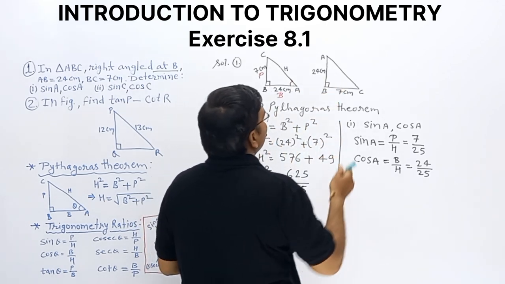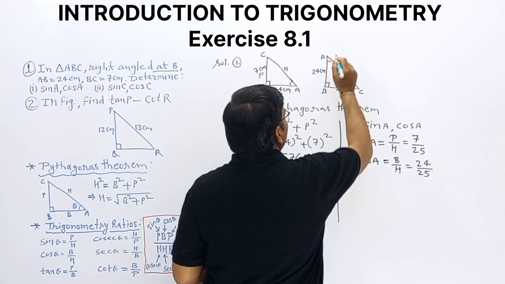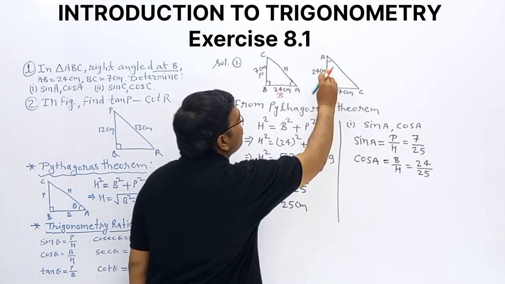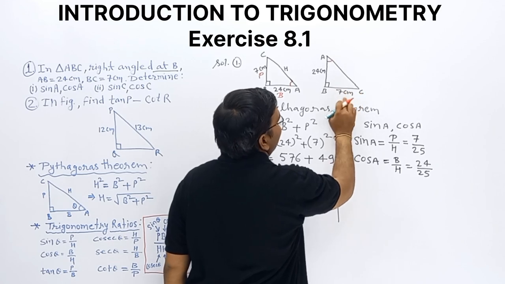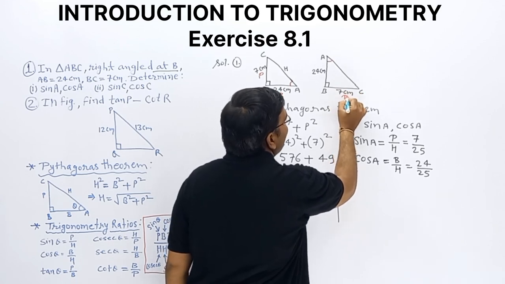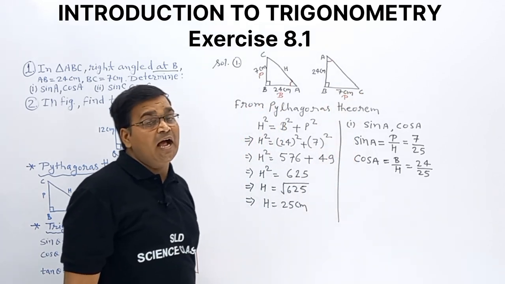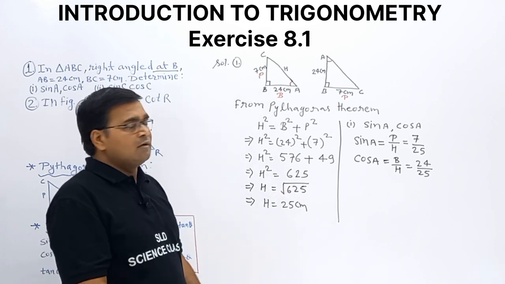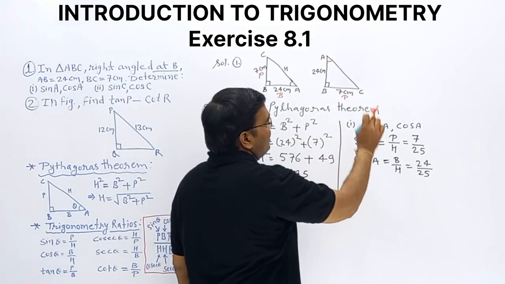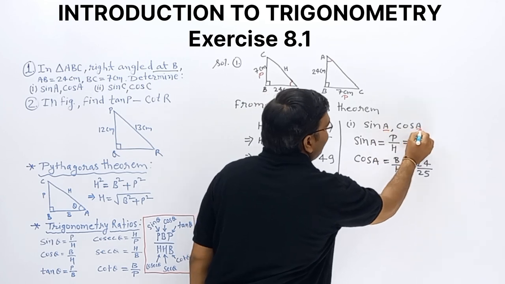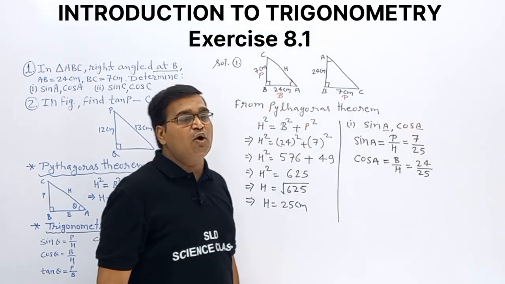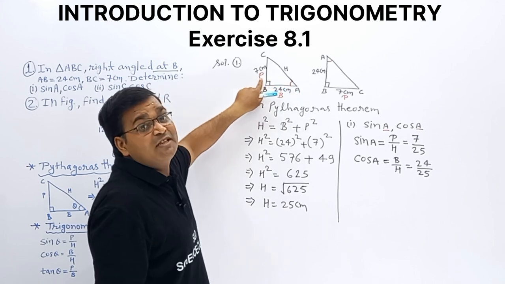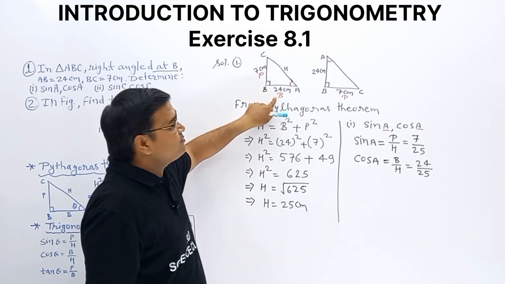Now in this one, A is the acute angle, and the opposite of this one is this one. This is the perpendicular. Observe carefully. We get the same answer. This is acute angle A, the angle of reference. In this diagram, this is the acute angle. Its opposite side, this one, is the perpendicular, and this one is the base.